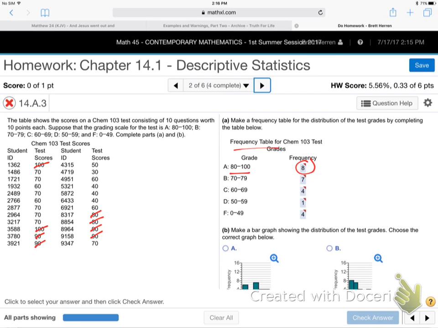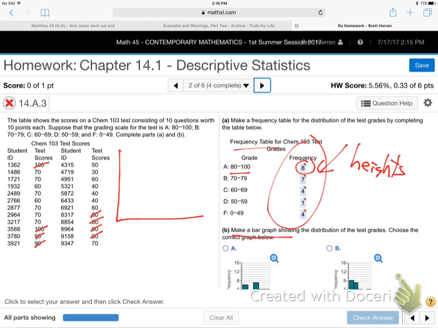Then part B, make a bar graph. How do you make a bar graph out of the information? I'm just going to make it right here. To make a bar graph from this information, the frequencies become the heights. So you have a height of 8: 1, 2, 3, 4, 5, 6, 7, 8. So the first bar comes up to 8. That's the 80 to 100 bar.